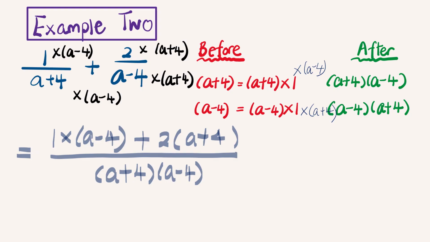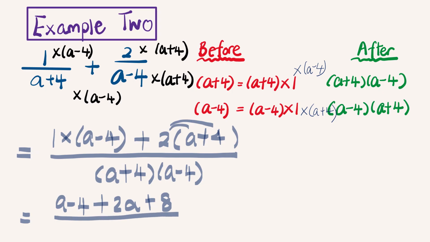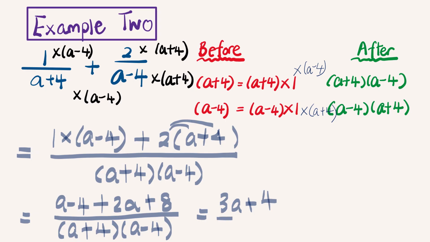Okay, and that will give us a minus 4 plus this. You have to apply the distributive law to give us positive 2a, positive 8. There's no need to expand your denominator. So you will have a plus 2a, which is 3a. Negative 4 plus 8 gives you positive 4. And this is how we do it.